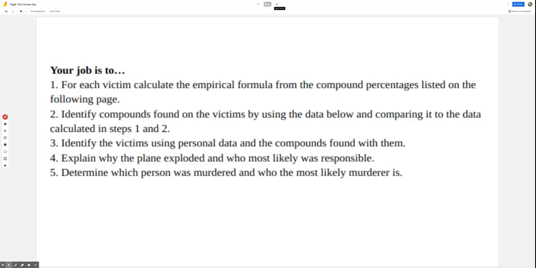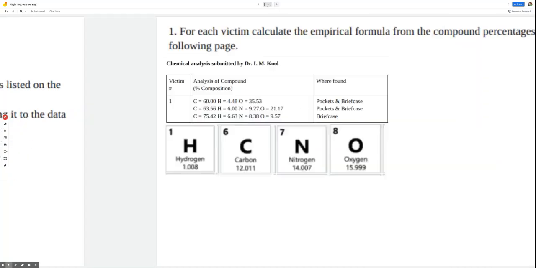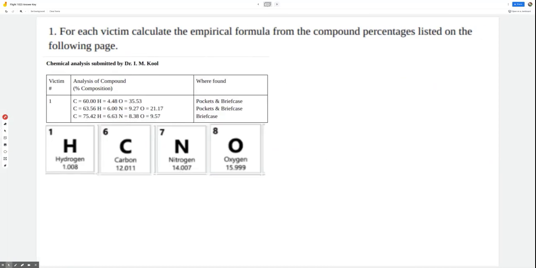And then finally, once we put all this together, we're going to figure out who was most likely responsible for the plane crash. We believe it was from a bomb. And who was murdered, and if possible, who might have been the murderer. So let's go through this one at a time. One victim at a time.